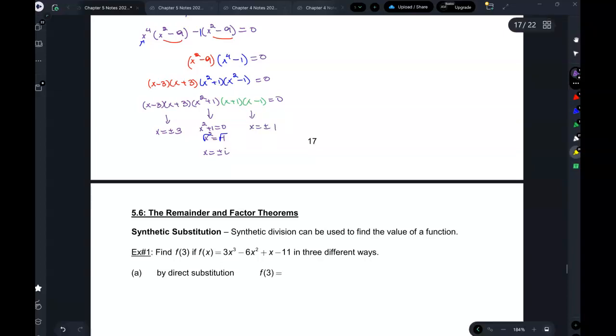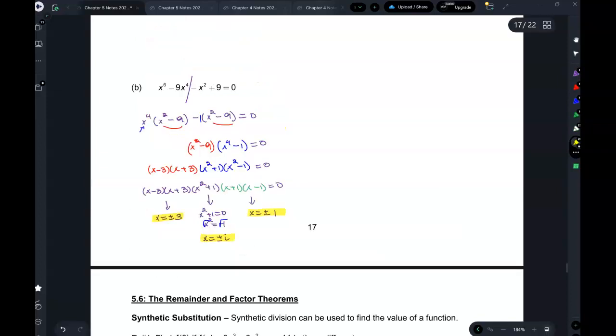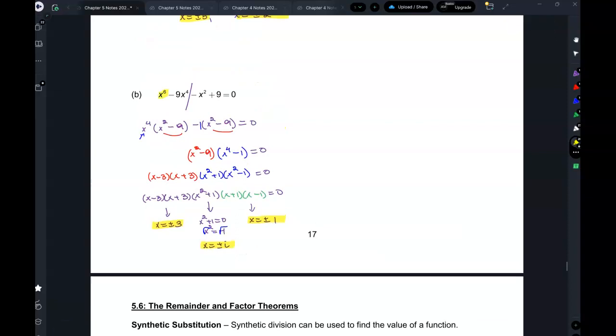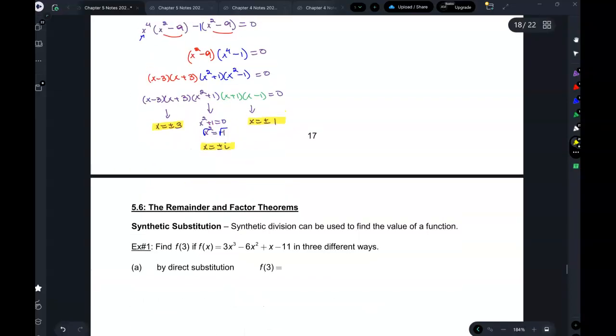So how many total solutions did I get? 2, 4, 6. Because it's x to the 6. Do you see how cool this is? 6 total solutions. 2 of them are imaginary, the rest are real. So if I were to graph this, how many times is it going to cross the x-axis? 4 times, because the other 2 are imaginary.